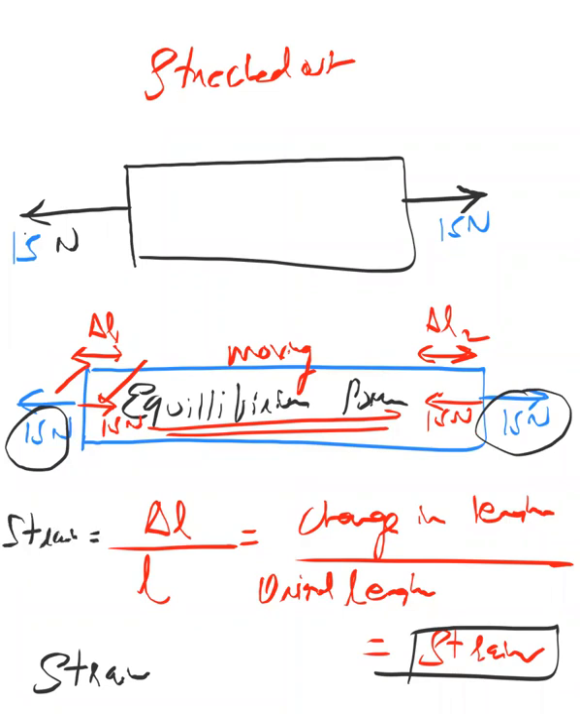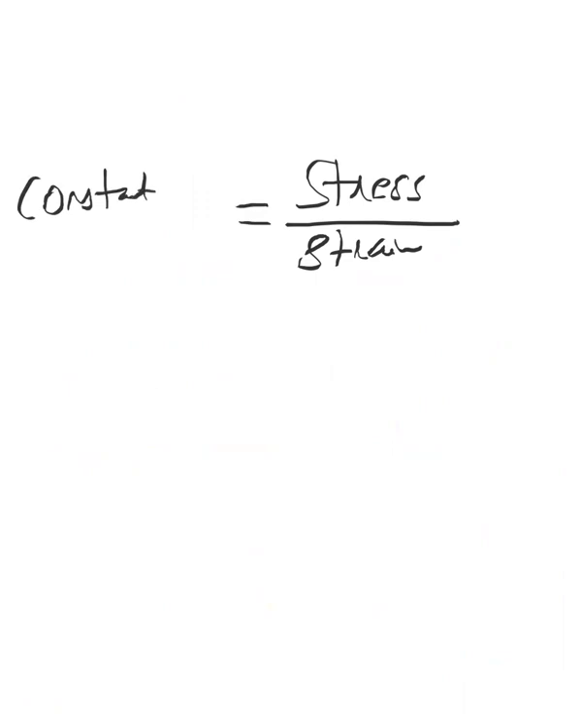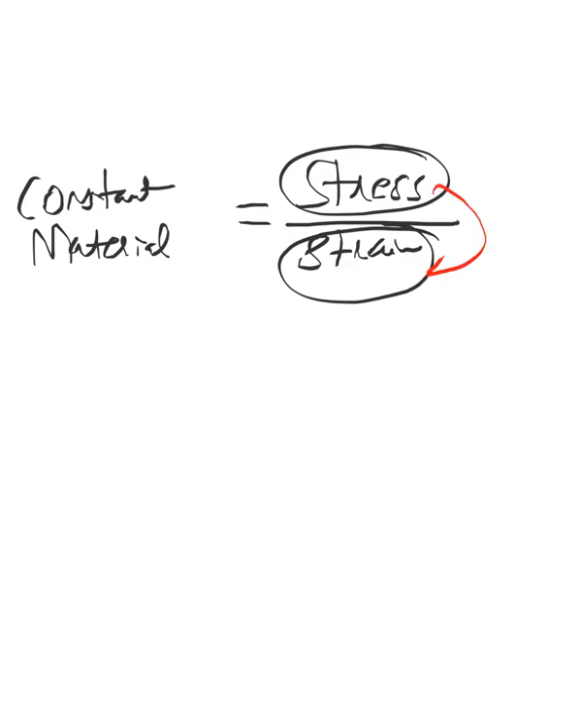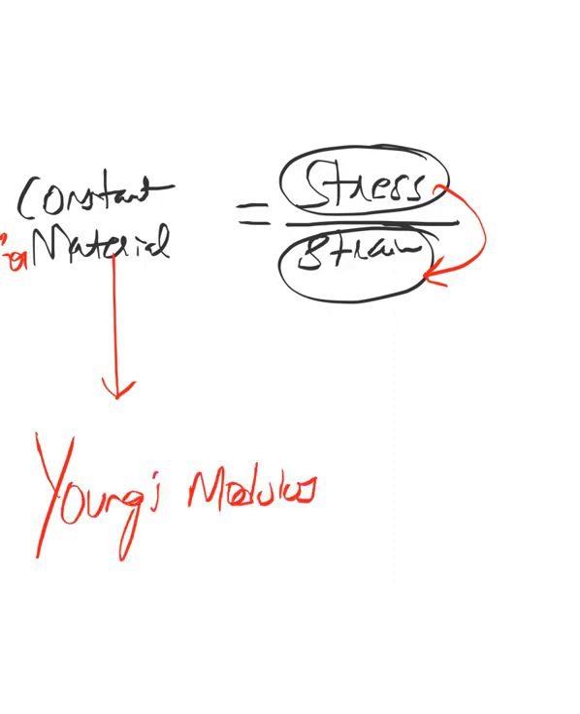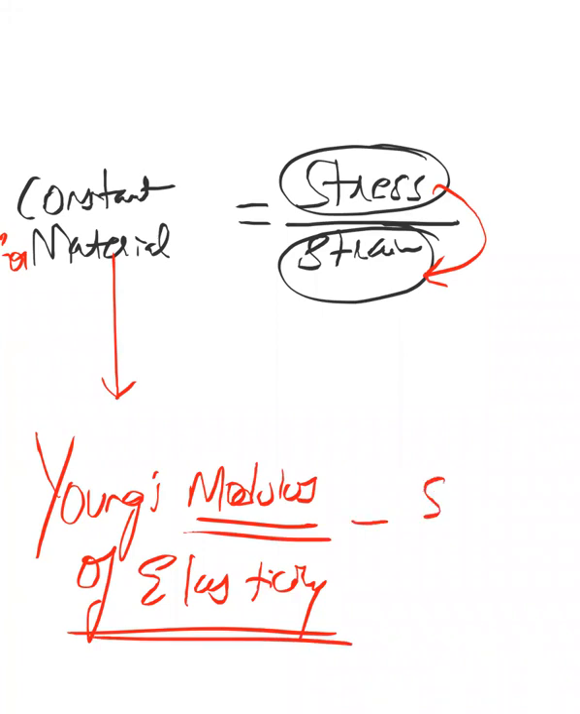Now, one thing is there: the ratio of stress upon strain is a constant for a particular material and a particular temperature. That means for how much stress there is, the corresponding strain, that ratio will be constant for a material. That constant is called Young's modulus of elasticity, equal to stress upon strain.